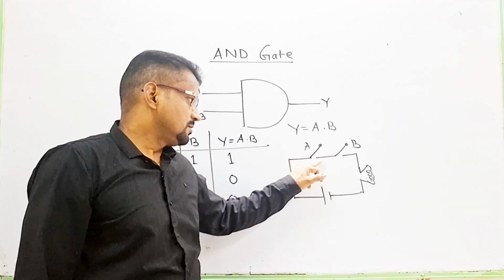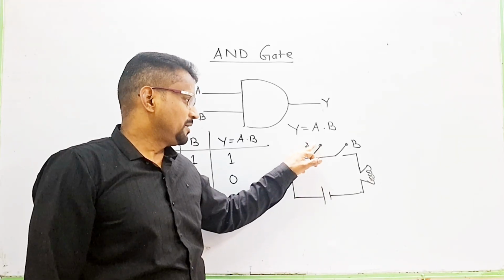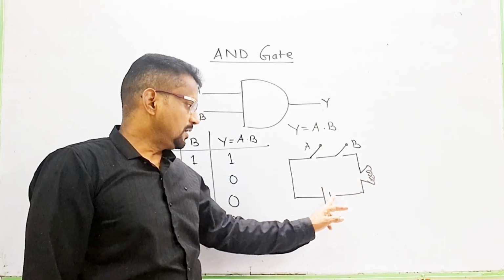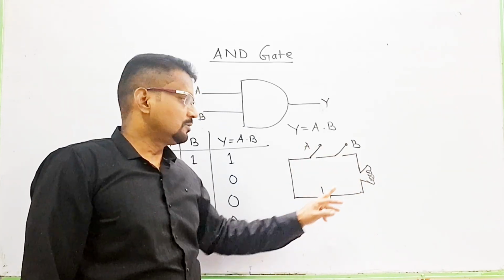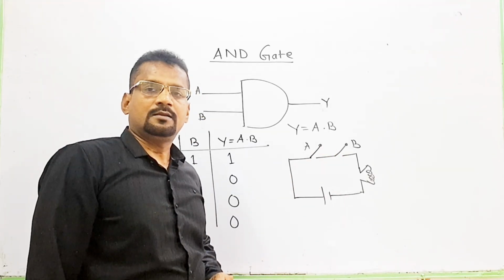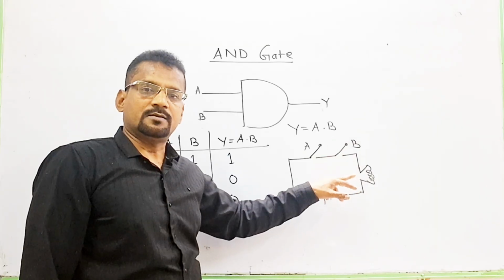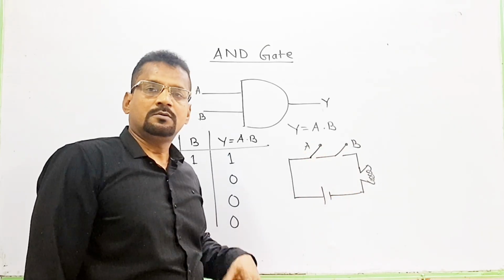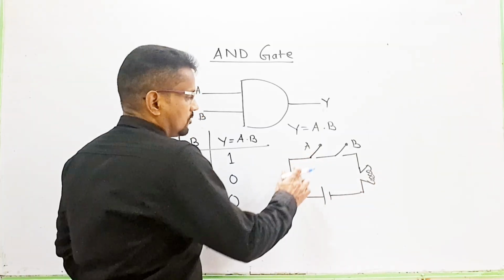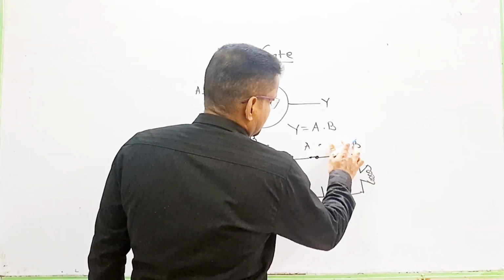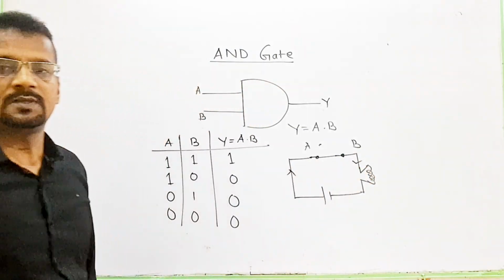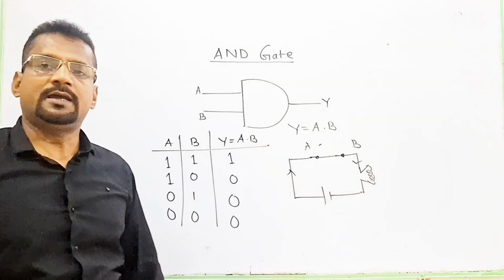Now you see, if switch A is in 1, or on, will the bulb glow? Definitely current will not go to the bulb, so it will not glow. Next, suppose B is high, or this switch is on. On means 1. Will the bulb glow? Definitely not. The bulb will glow only when both the keys are closed. Only in this case will current flow to the bulb. That was the example of the AND gate.